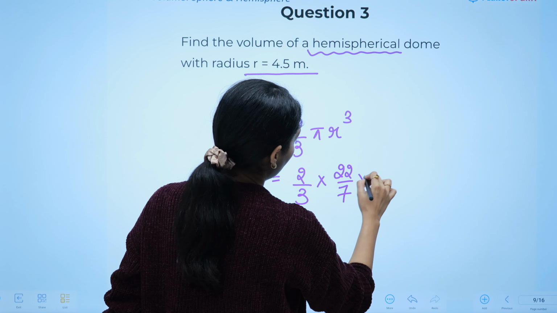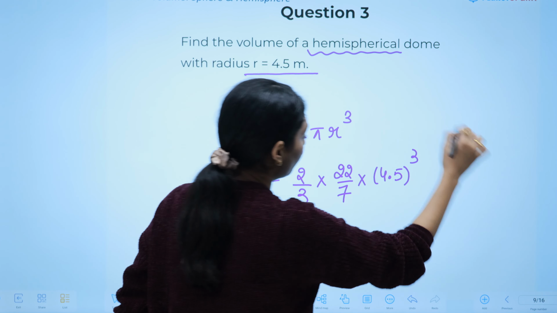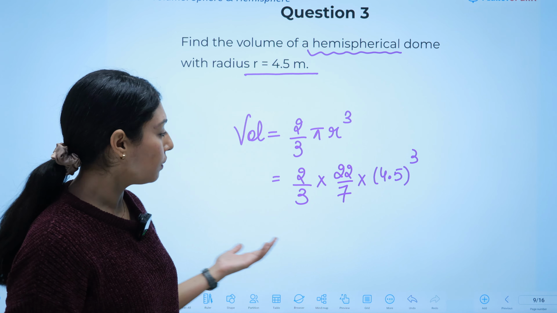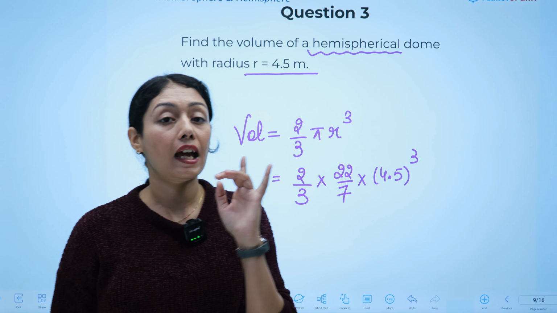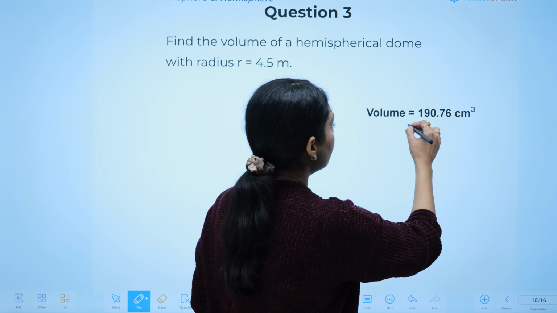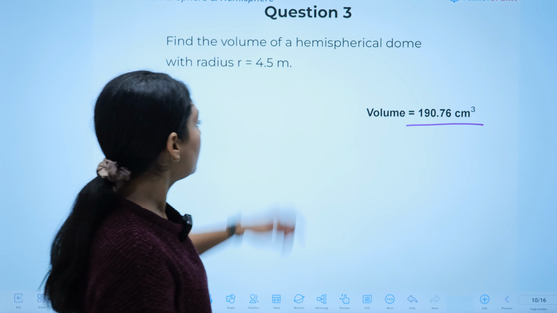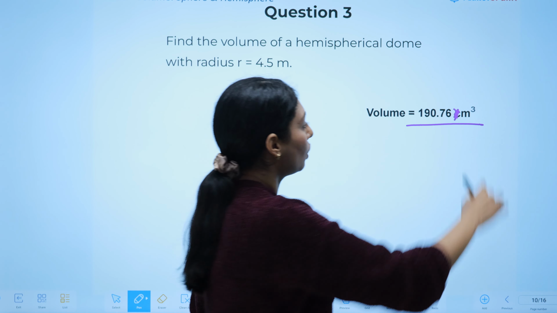22 by 7 into radius 4.5 meter. So 4.5 cube, right? Just simplify it, take your time, do the calculations and check your answers there. Answer यहाँ पे होगा 190.76 meter cube, right? It's meter, so be careful about the units.